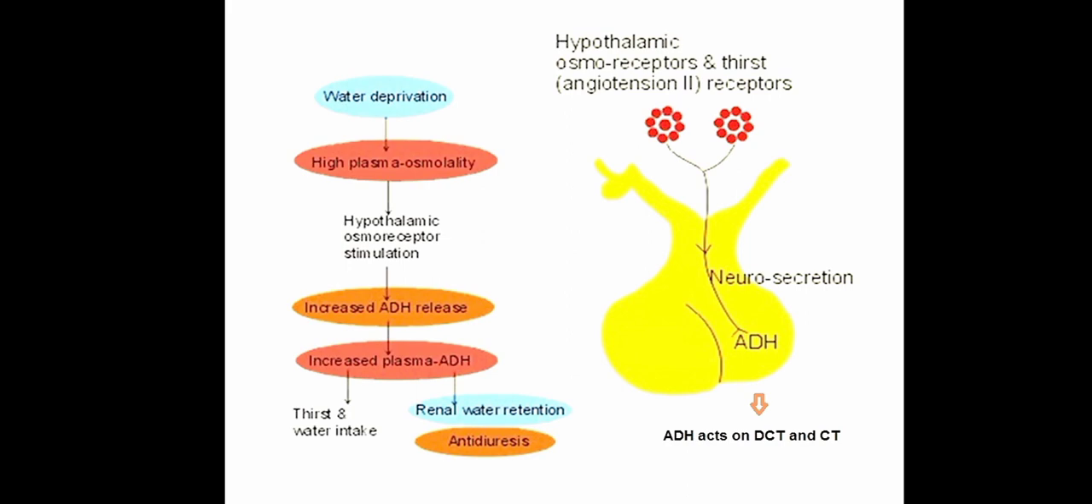So thereby the required amount of water, the required amount of liquid, is now stored in your body, and the osmoconcentration gradually becomes normal. That is the mechanism. So that's how the kidneys can maintain the water balance.